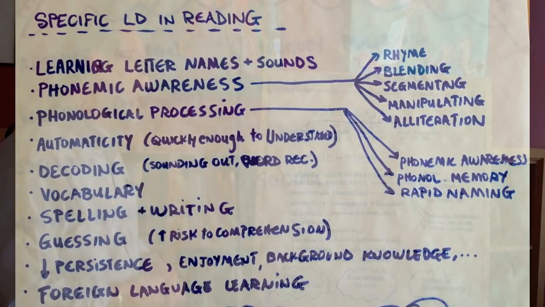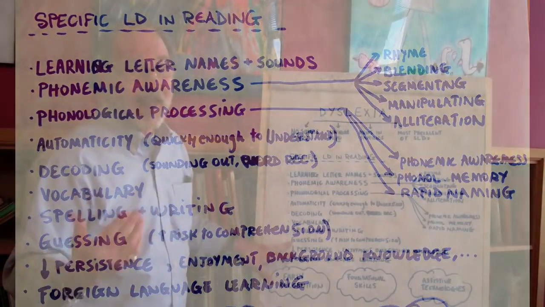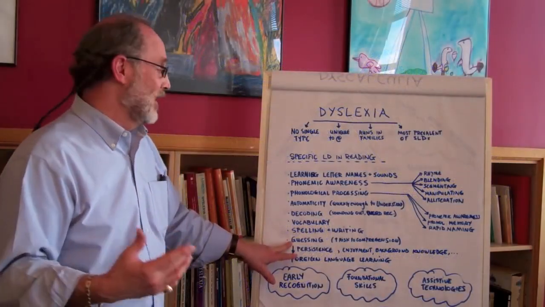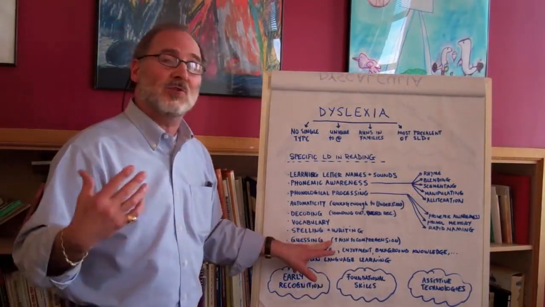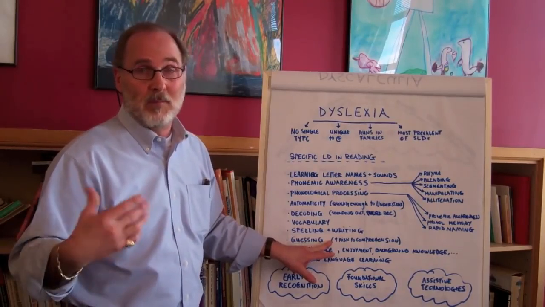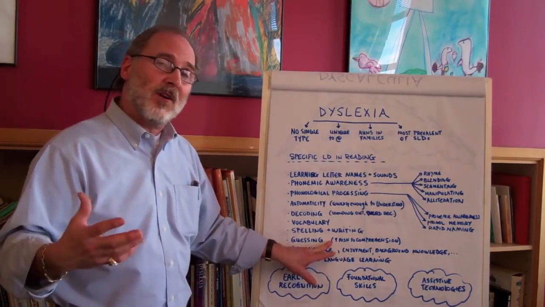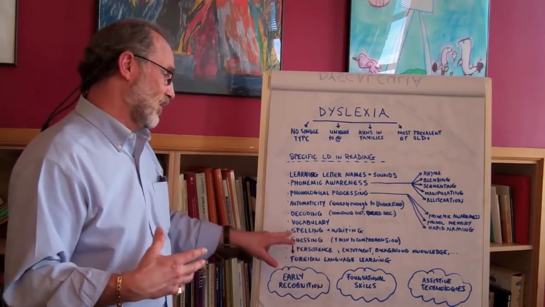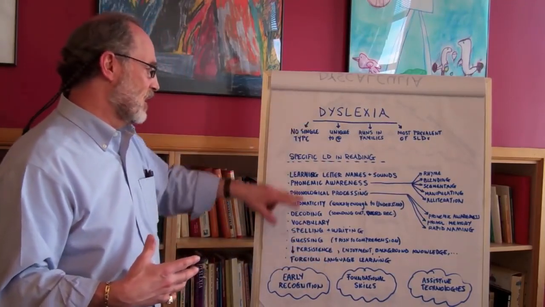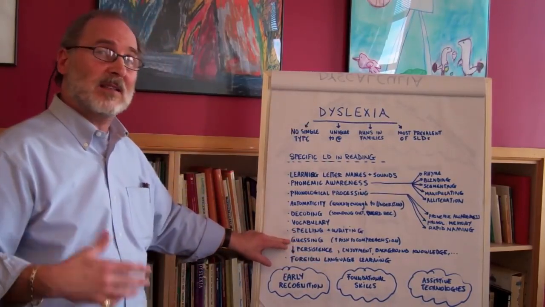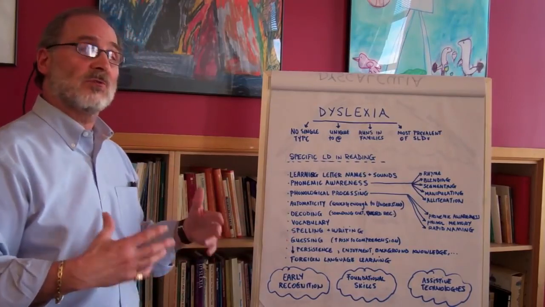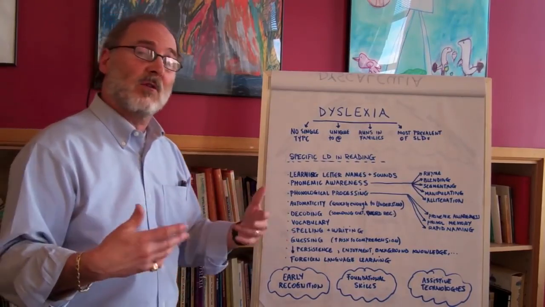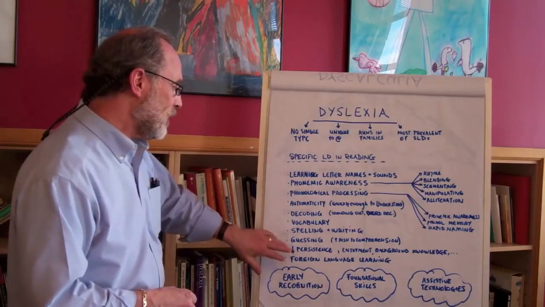Individuals with dyslexia, specific learning disabilities in reading, spend a lot of time guessing. And guessing can be productive if they're right, but it places a huge risk on their ability to comprehend and to verify and to validate what it is that they've actually read. So you'll see children with dyslexia doing a lot of guessing. That's one of the hallmarks as children get further on into their school years.